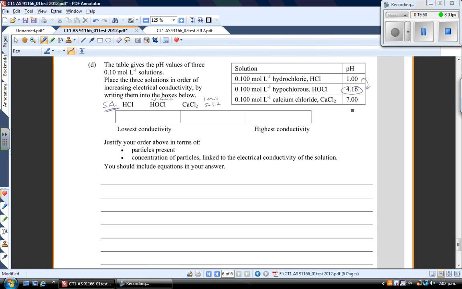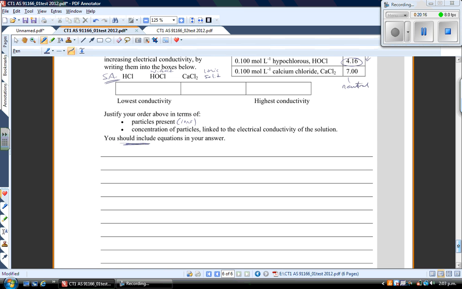Calcium chloride, like all salt solutions, is neutral. All right. So you have those three species to consider, and the question asks you to justify the order in terms of particles present, so that's going to be the ions in this case, and concentration of particles linked to the electrical conductivity of the solution. You should include equations in your answer. If they say that, then you must be writing equations. Sounds obvious, but it's surprising that many students won't do that.